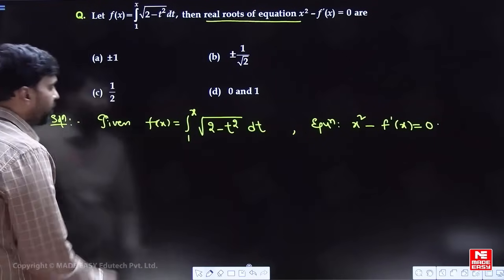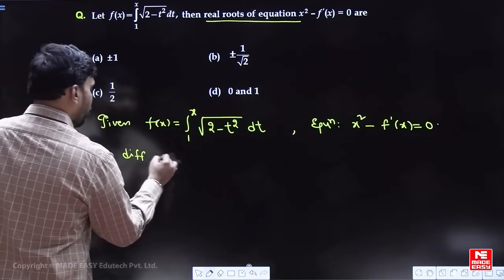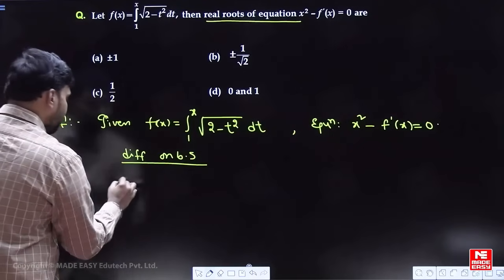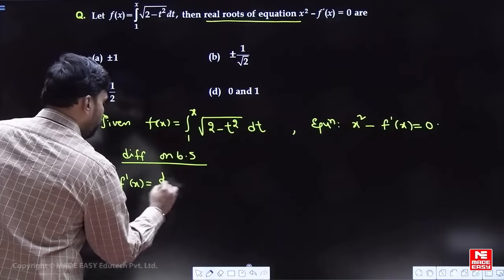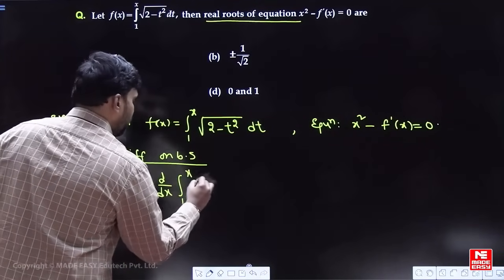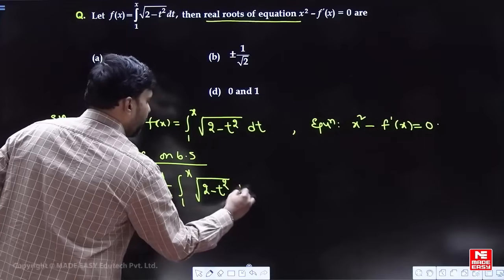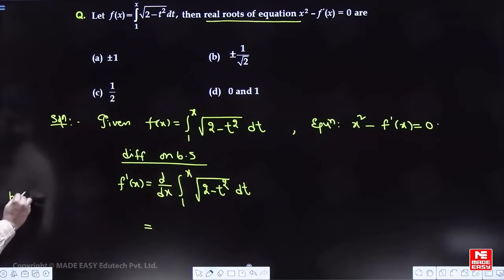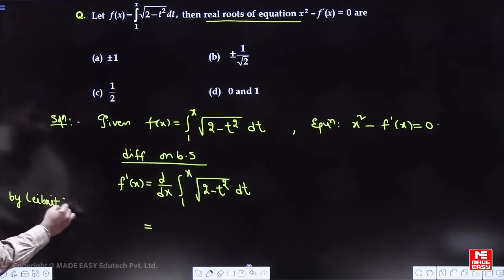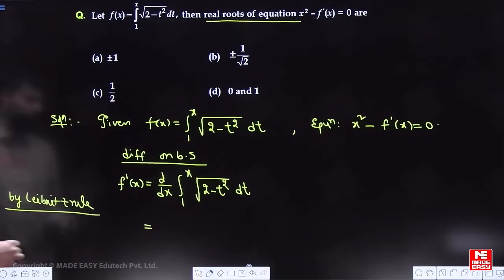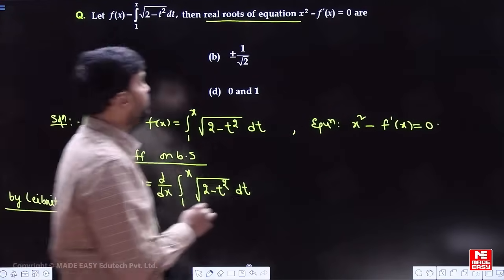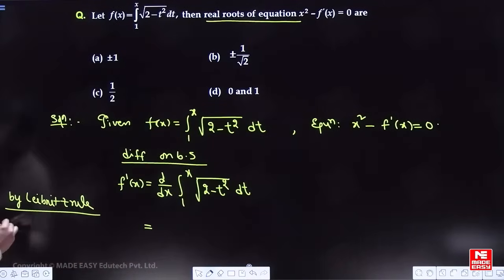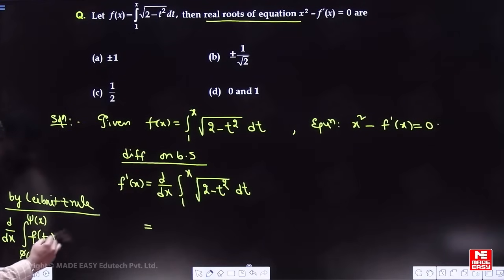To write f dash of x, we differentiate this f of x on both sides. So f dash of x is d by dx of the integral from 1 to x of under root of 2 minus t square dt. Now, how do we differentiate this? By Leibniz rule. There is a Leibniz rule with which we differentiate this. Those who don't know the Leibniz rule, you can write it here if you want.